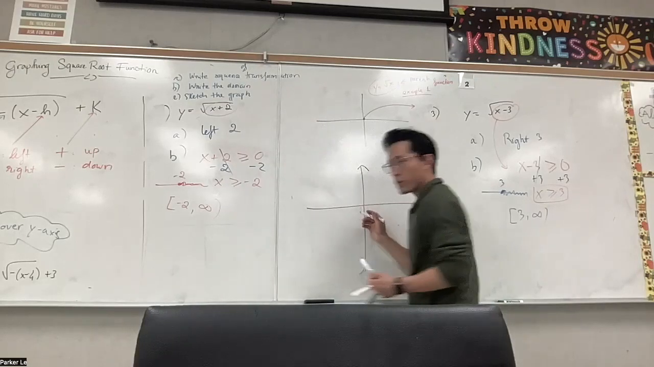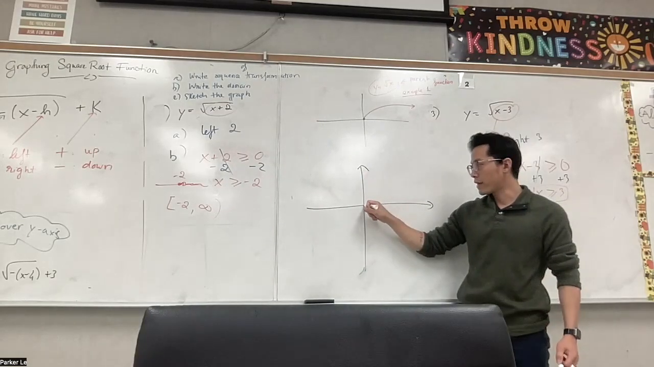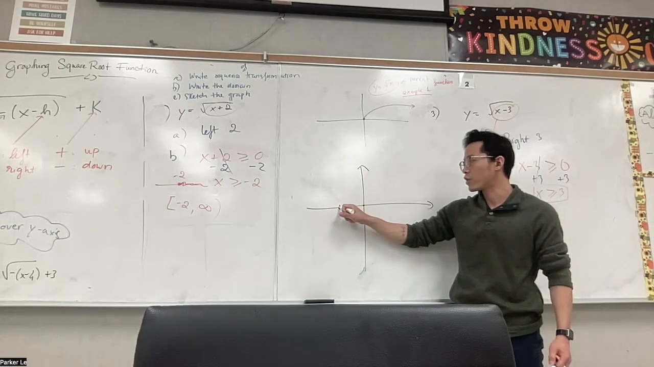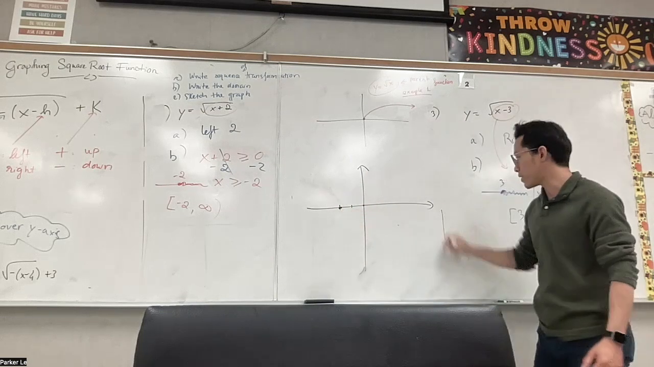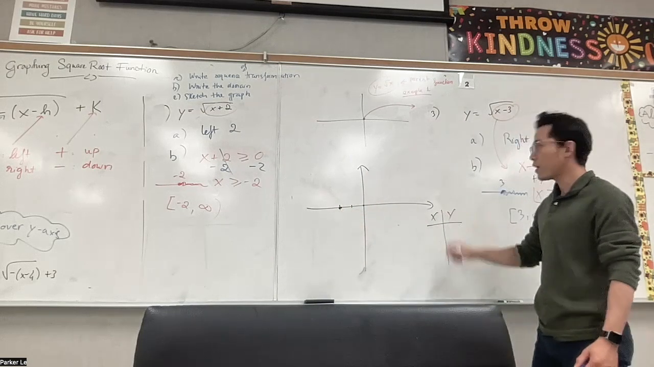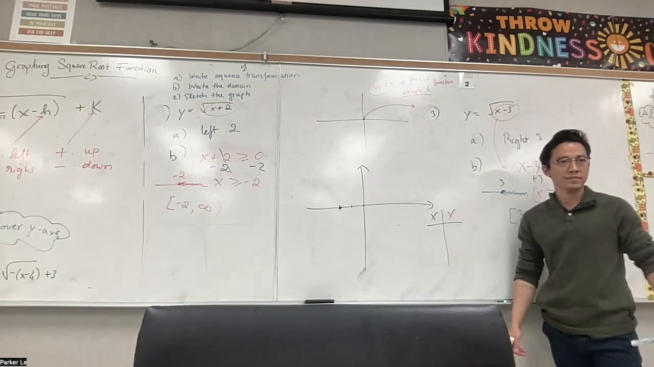So left by 2, okay? The original one, the parent function, is right here. I go left by 2, 1, 2. So the root is gonna be right here. And now I'm gonna find one more point by using the t-table. What point do you think is good?